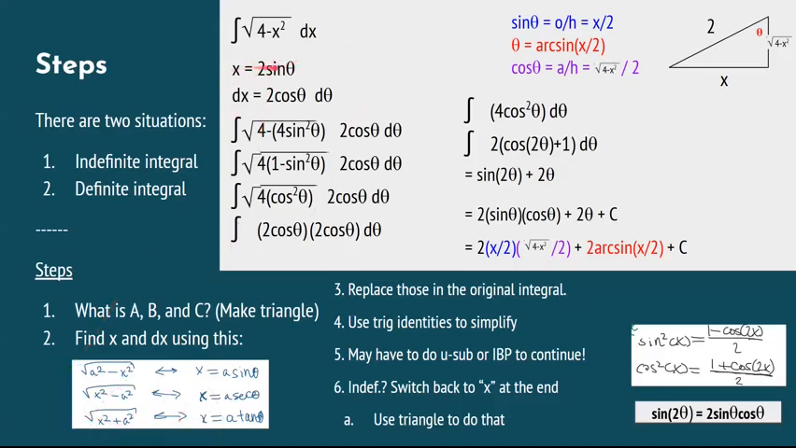So basically, to sum it up, the steps are: use this table, which you'll have to memorize, to figure out what x is, and then figure out what dx is. Plug them in, do trig identities galore until you can take the integral, or do integration by parts. Do whatever you need to do to where you can take the integral. Once you take the integral, switch back to x using this triangle.